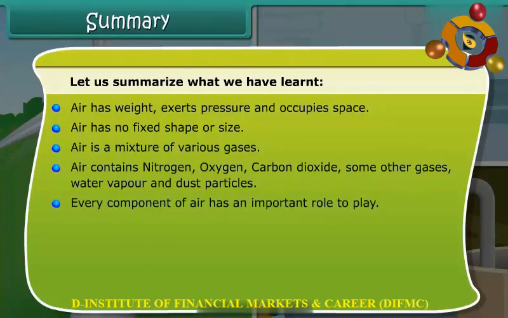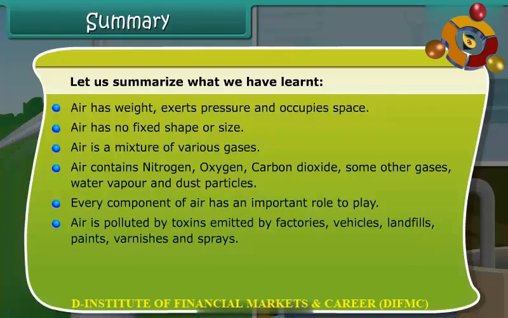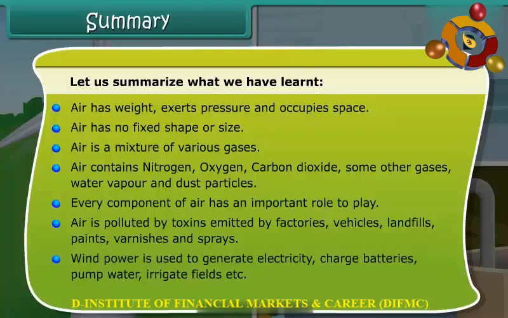Every component of air has an important role to play. Air is polluted by toxins emitted by factories, vehicles, landfills, paints, varnishes, and sprays. Wind power is used to generate electricity, charge batteries, pump water, irrigate fields, etc. Wind energy is pollution-free.